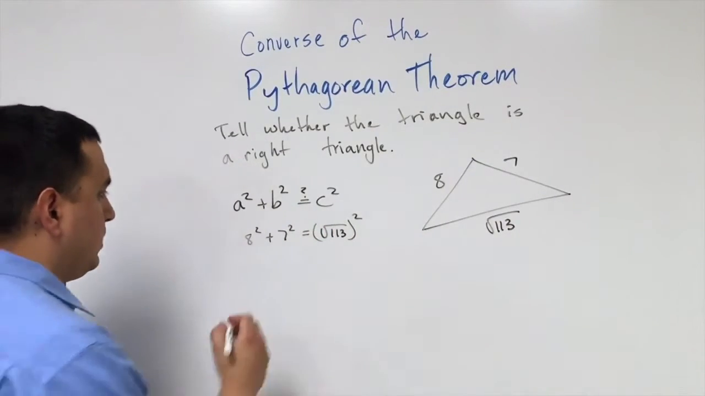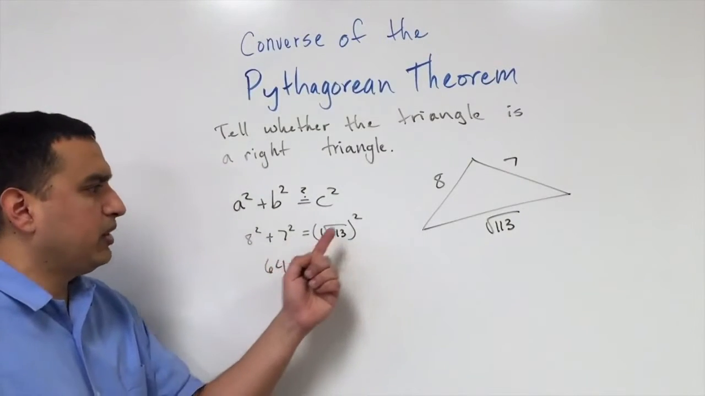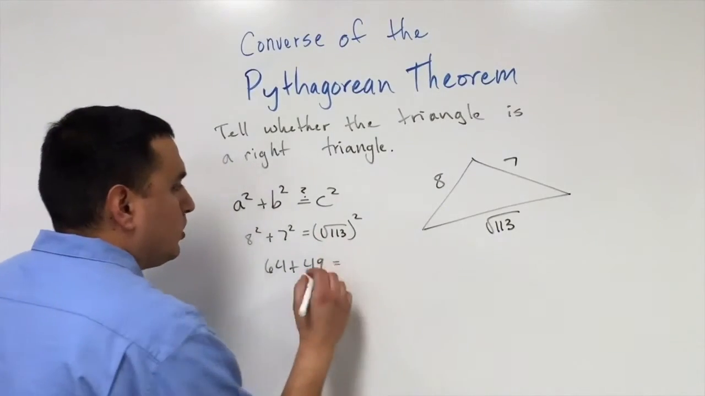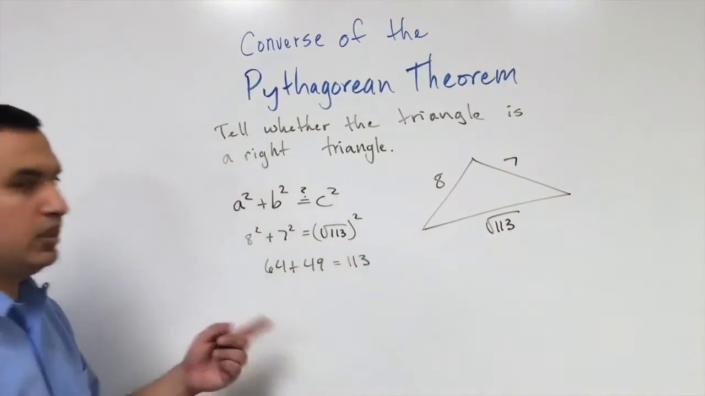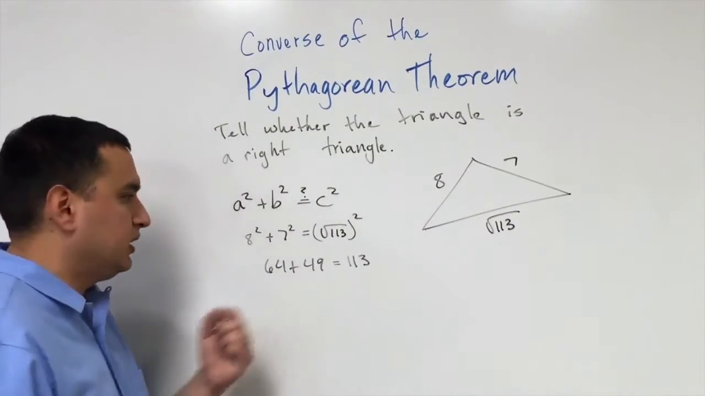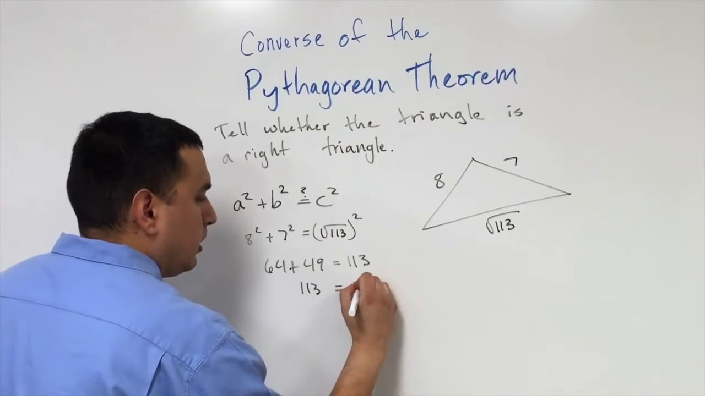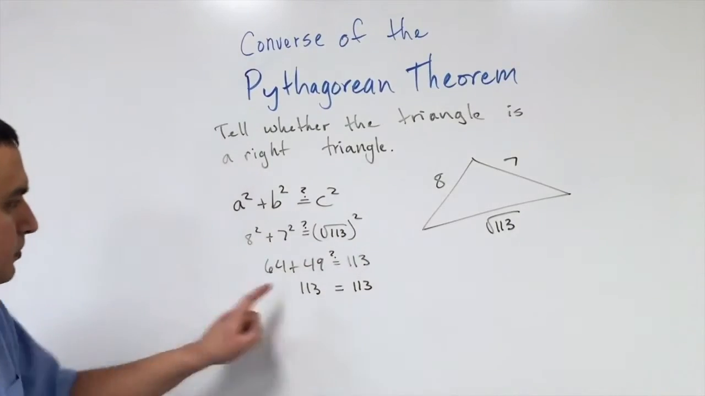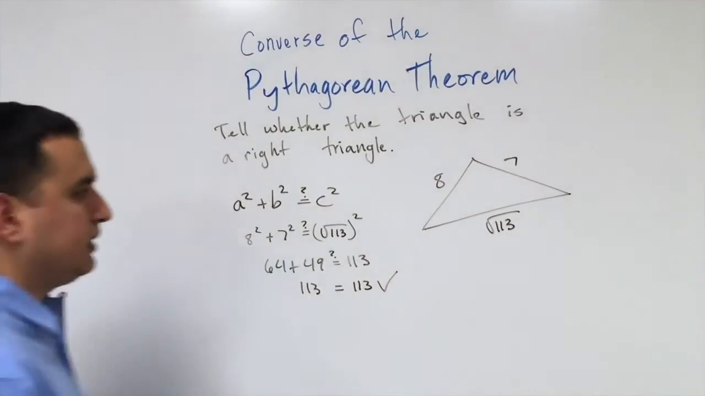8 times 8 is 64. 7 times 7 is 49. Now here's where we remember that the square and the square root are opposite operations, so they cancel each other out. So when I square a square root, I just get whatever number's inside. So that's 113. If I add 64 and 49, that does come out to 113. These should all be question marks because we're asking, are they equal? When we get down to the bottom, yes, they are equal. So I would say, yes, this is a right triangle.